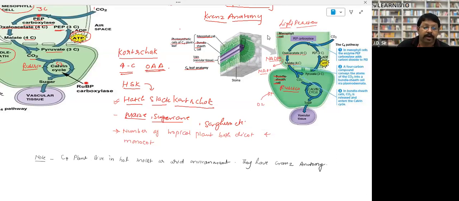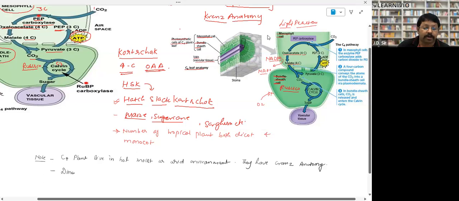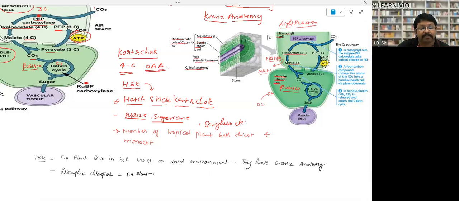So we call this phenomenon dimorphic chloroplast. Dimorphic chloroplast. You can write it down. C4 plants have dimorphic chloroplast. Two types of chloroplast. One is found in mesophyll cells, another is found in bundle sheath. Dimorphic. Di means two. Morphic means physically different, means morphologically.